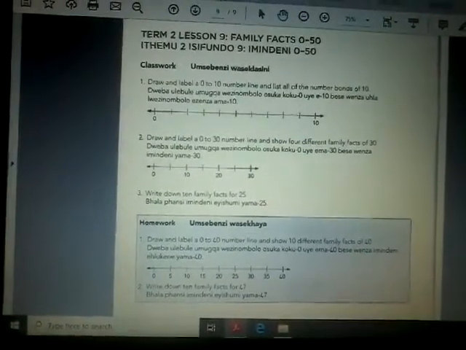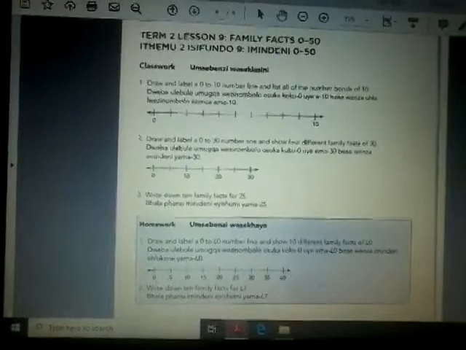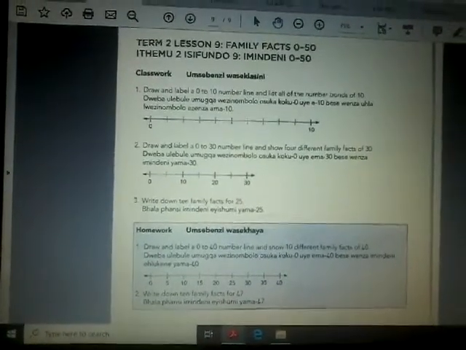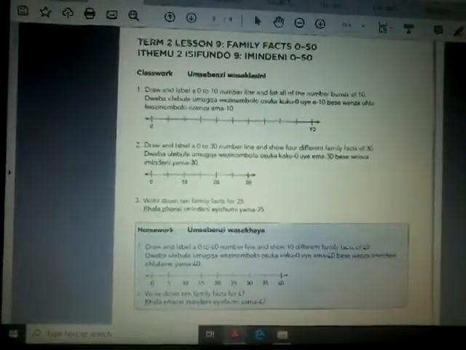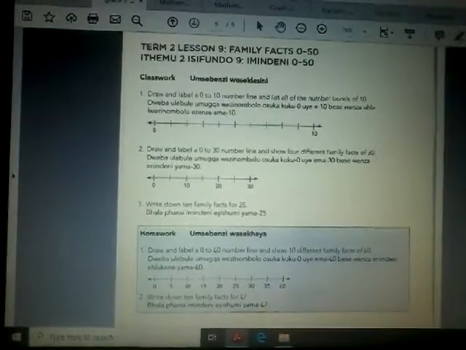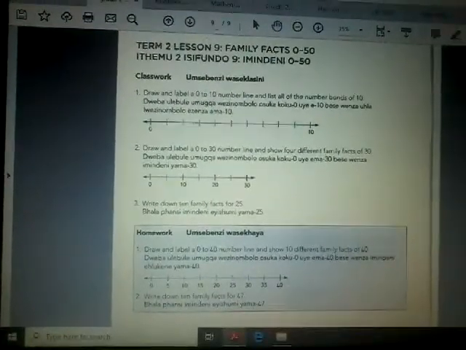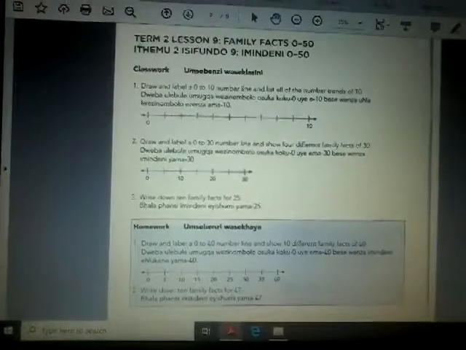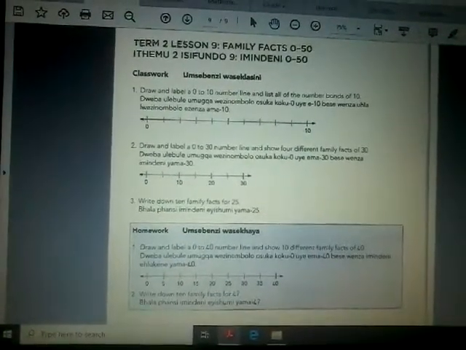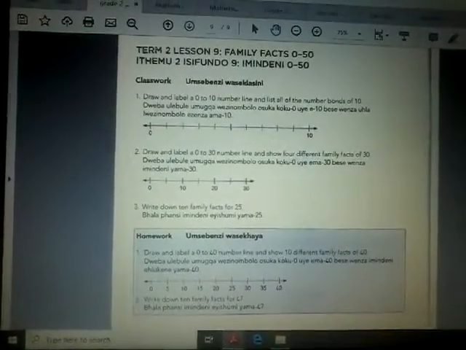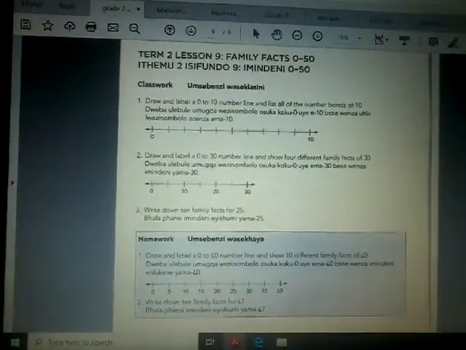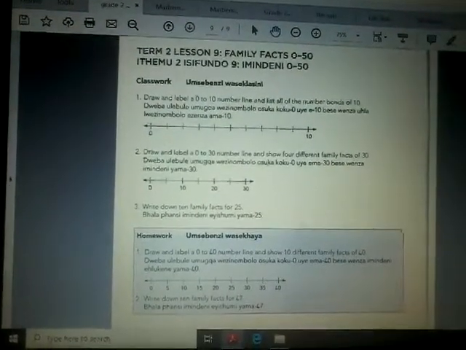Moving on to number 3, you have to write down 10 family facts of 25. So you can fold your page in half, you can do 5 next to the margin and 5 on the folded side. So for example, 2 plus 23 equals 25, or 20 plus 5 equals 25, and so on.